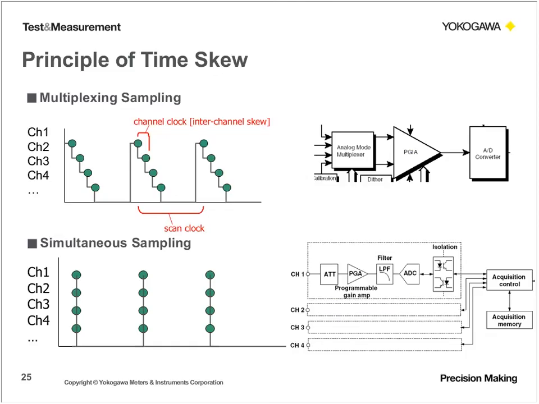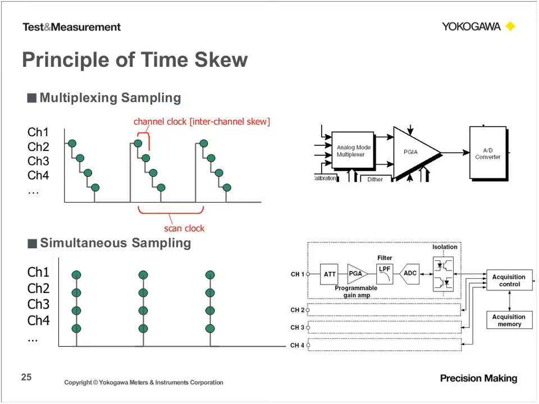So in terms of multiplexing, what is causing this time skew or this time error? There are two things going on here. You have your scanning clock, which is the interval at which you're taking these measurements. For example, you may have a module that has a scan clock of 1 second. What that means is you're taking one measurement per second. Now your channel clock could be much faster or much slower than that.